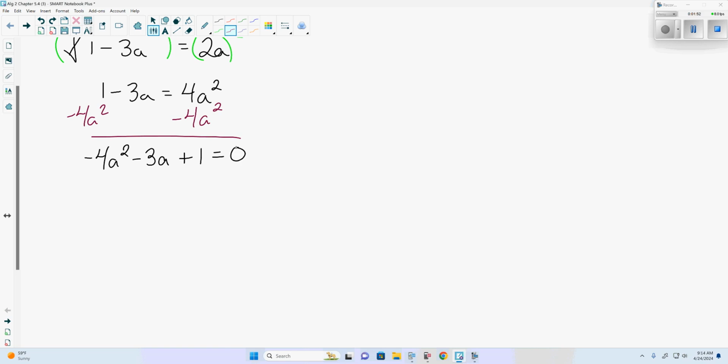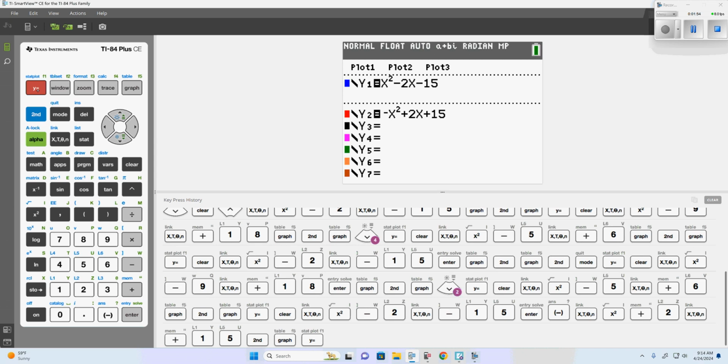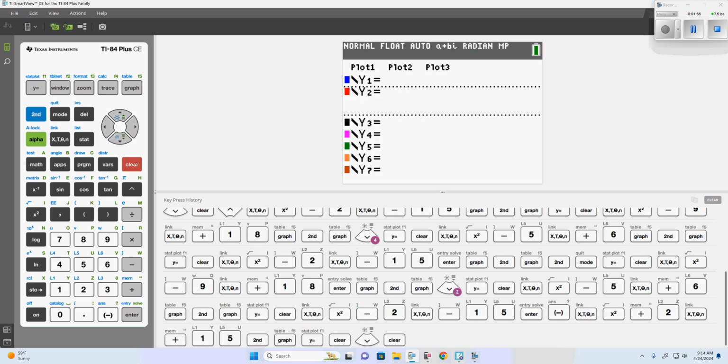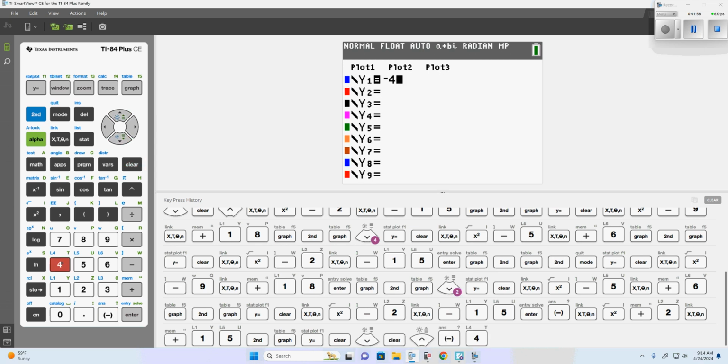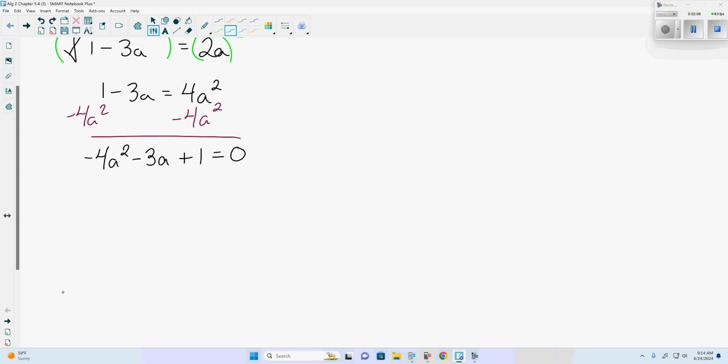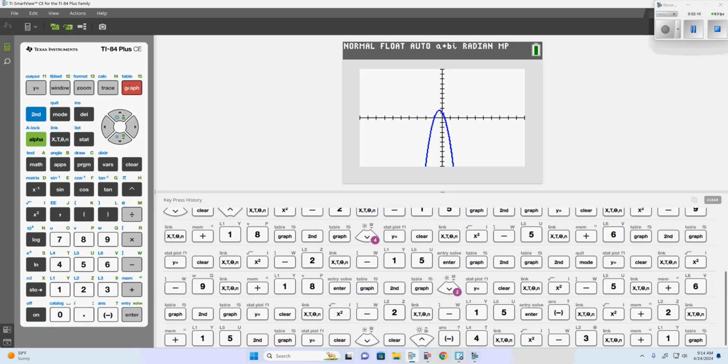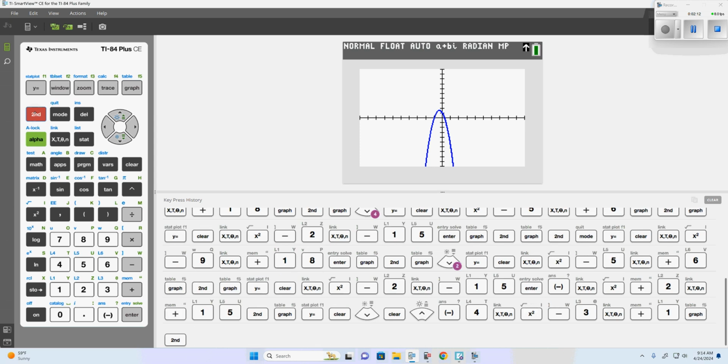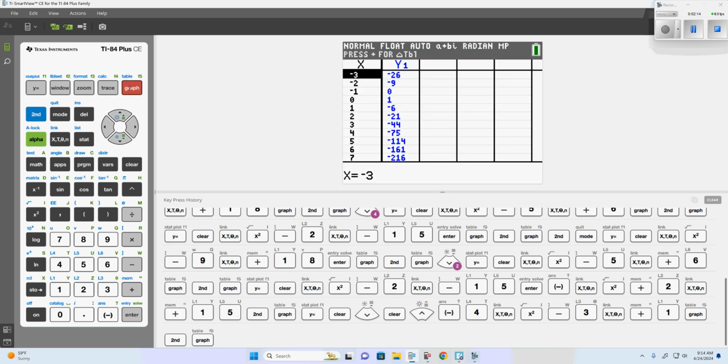Now at this point here, we can graph it. Clear both of these out, because we have negative 4x squared minus 3x plus 1. Graph. So we do see it crosses the x-axis in two locations. One of them is at negative 1, and we don't have a second value, but there is one.